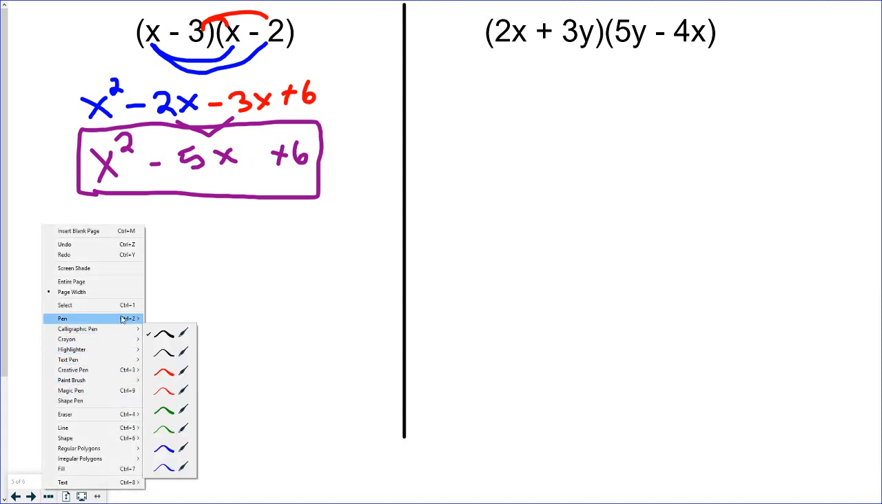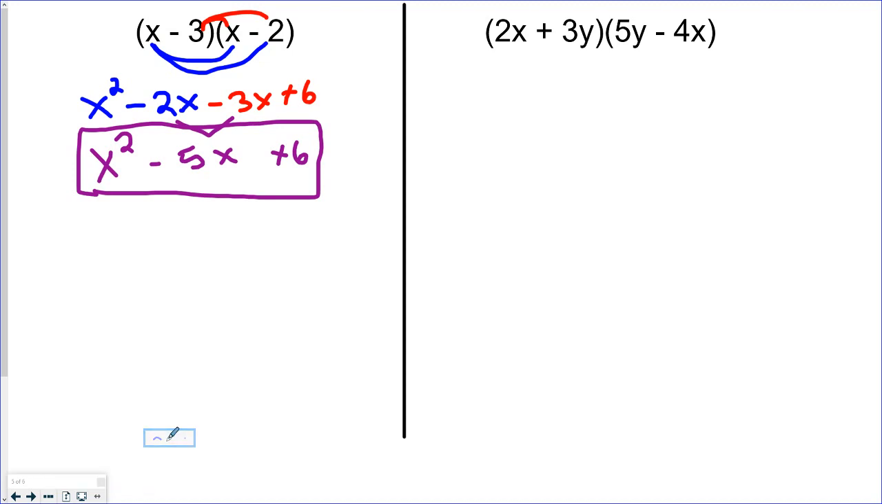Now, the next one I'm going to do a little bit out of order, just to show you that it works even if you go out of order. So here we have 2x plus 3y. Here we have 5y minus 4x. It looks a little complicated, and it might seem that way at first, but it's no different than the first one we did.